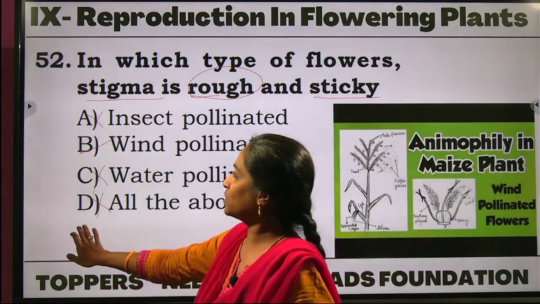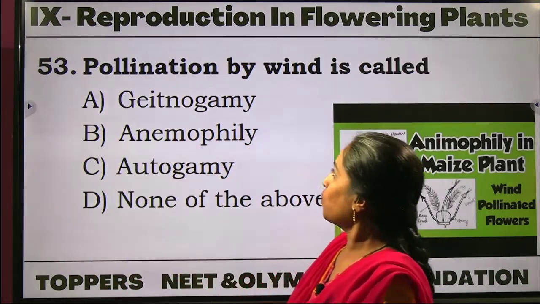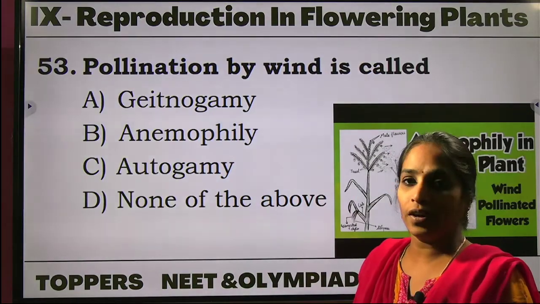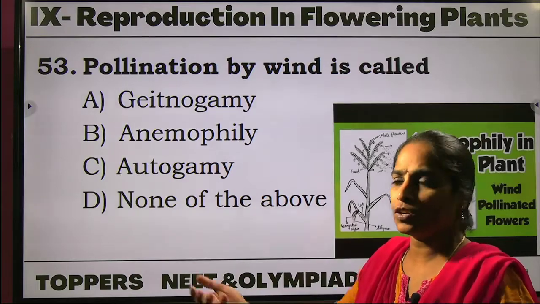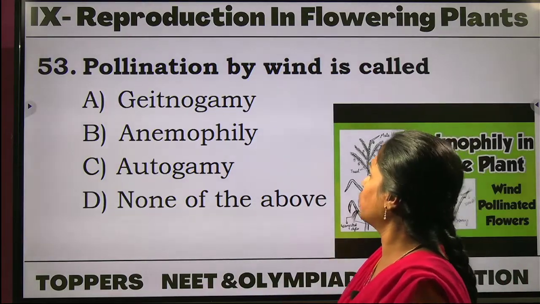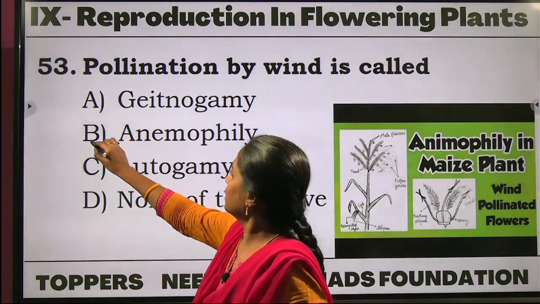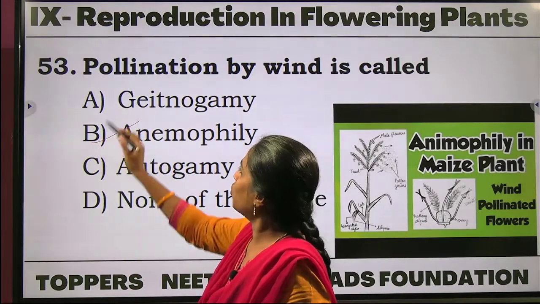Coming to the next question, pollination by wind is called. The previous question was also related to the same one, so for this there is no need to take much time. It's anemophily. Geitonogamy is different.